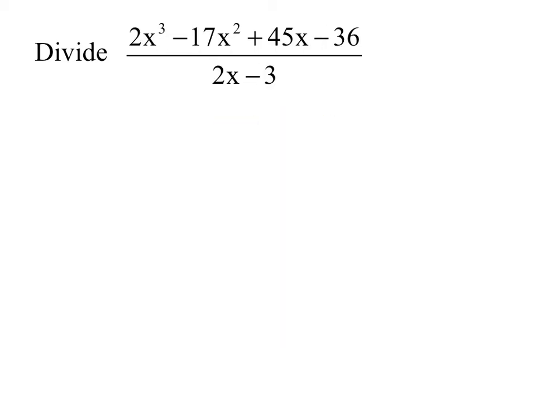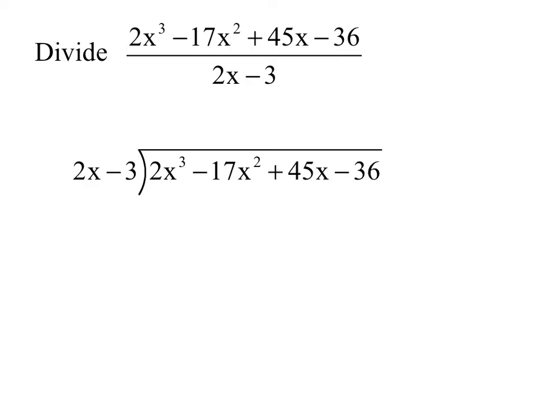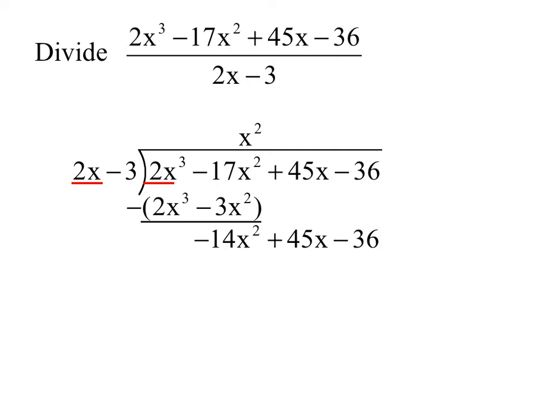All right, pause the recording and you try the next one on your own. Now check your work. 2x times x squared would give me my 2x to the third. So I multiply the first binomial by x squared. I get 2x cubed minus 3x squared, but remember we have to subtract the whole thing. So that makes negative 2x cubed and positive 3x squared.